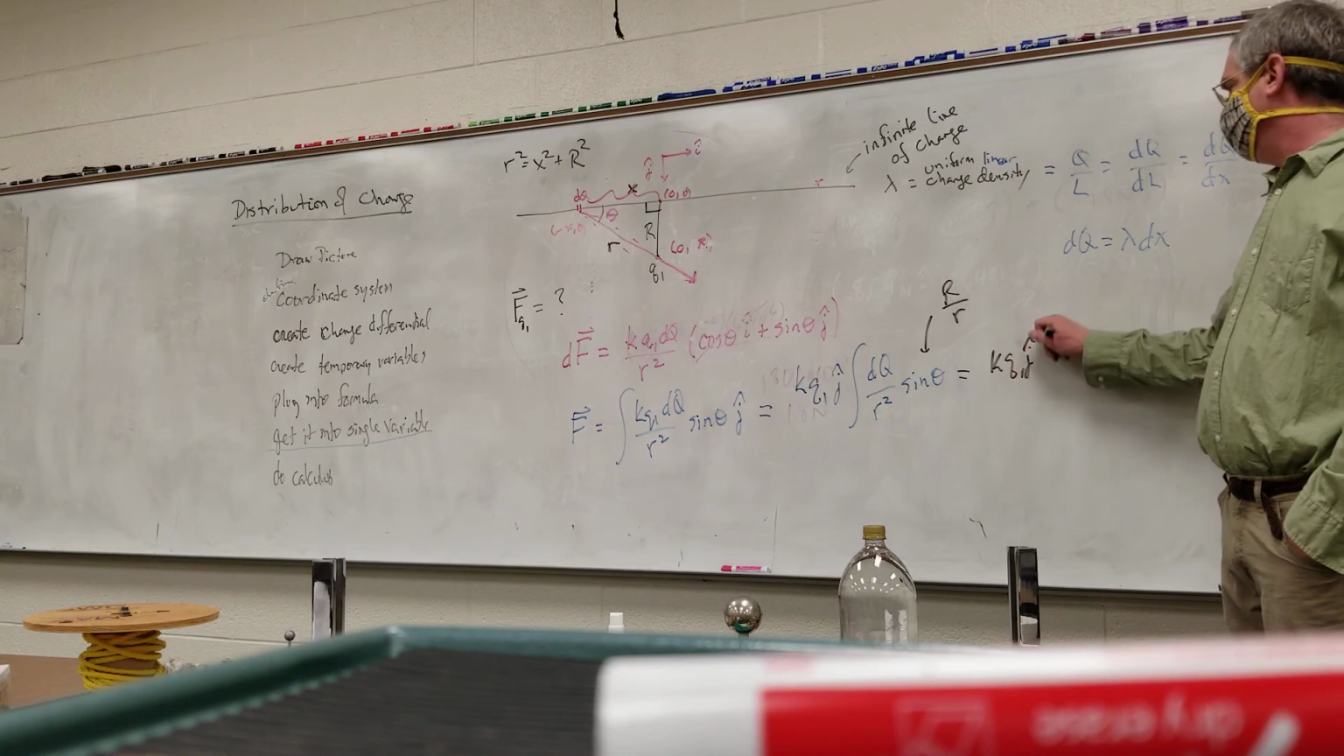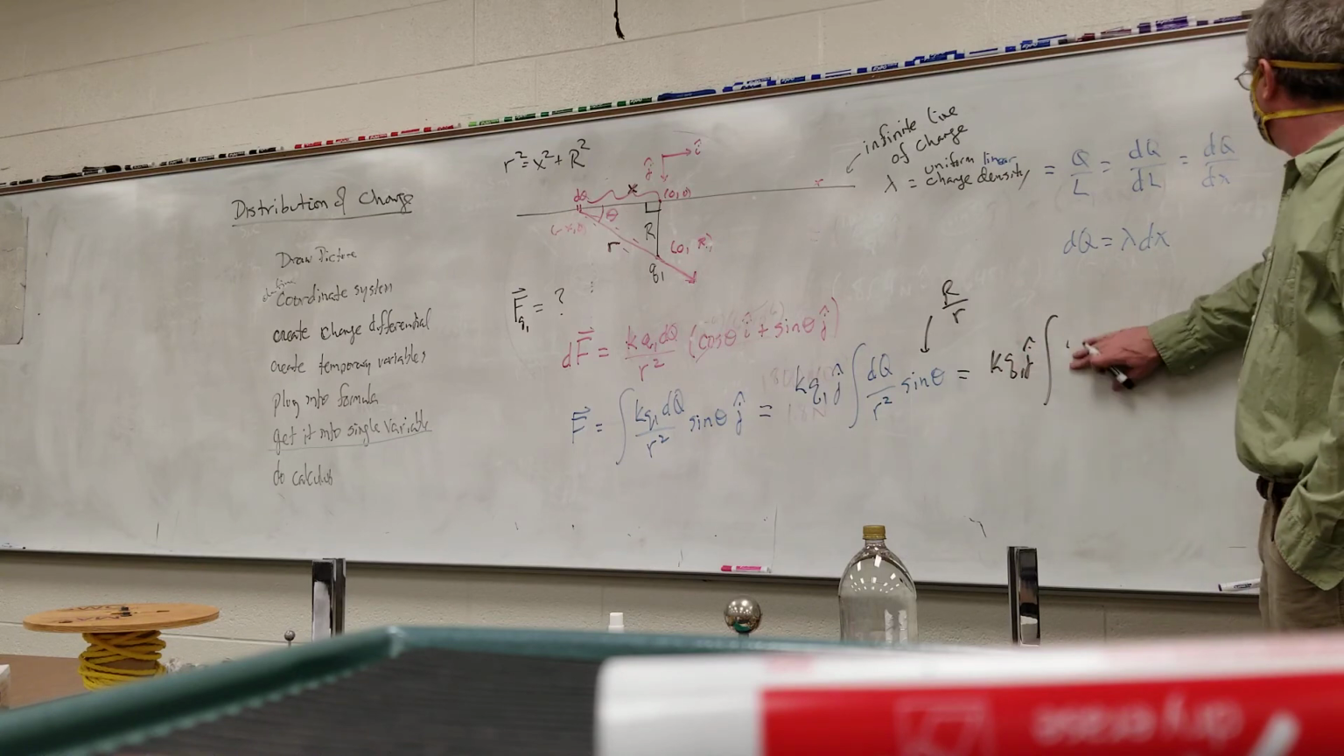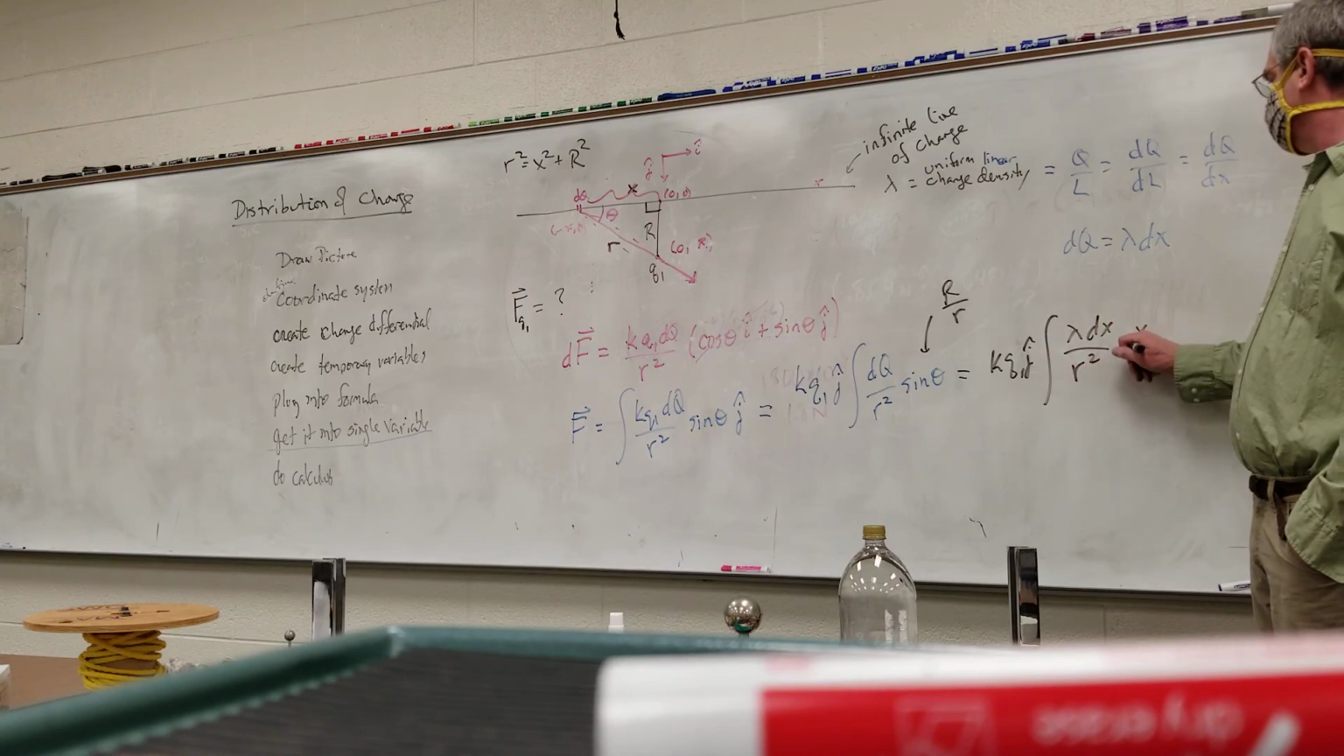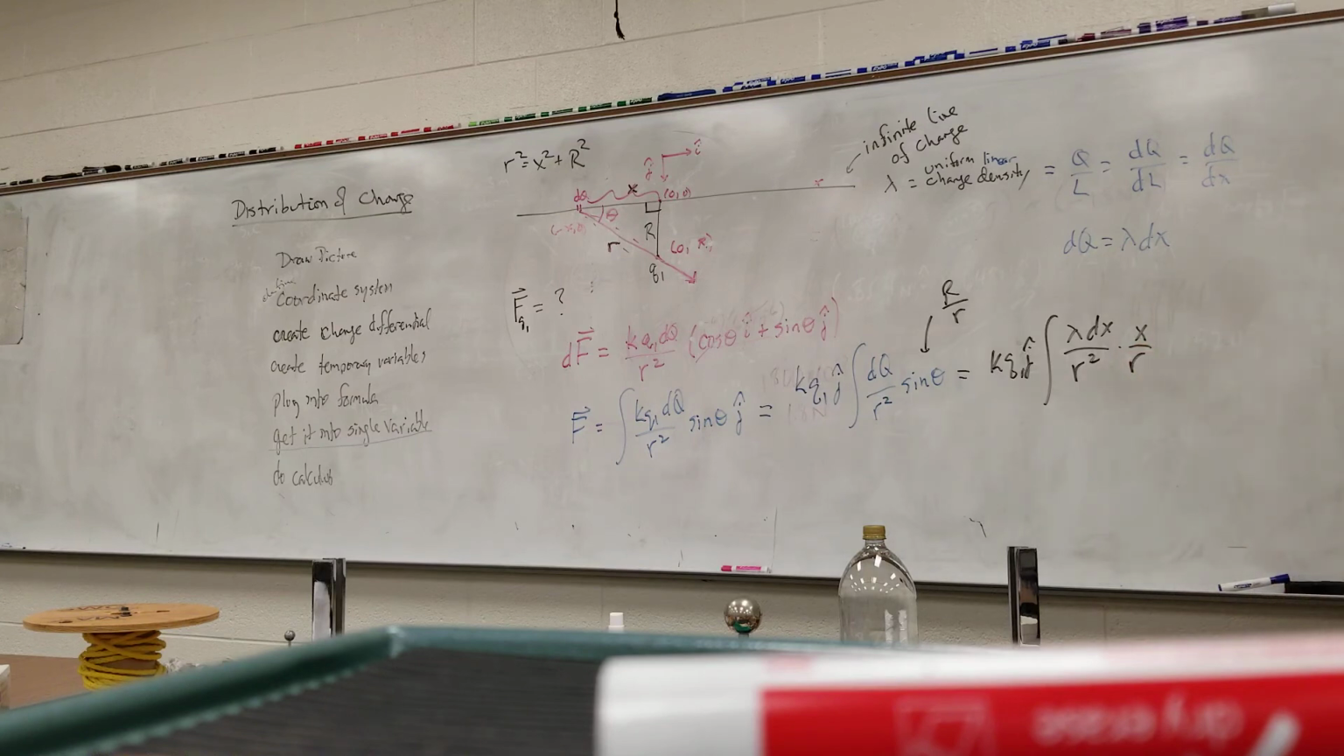KQ1 j hat integral of, let's say I can do lambda dx over r squared times x over r. So KQ1 j hat, lambda's constant, so I pull that one out. X dx over r cubed. Well, I know what r squared is, and so this becomes KQ1.